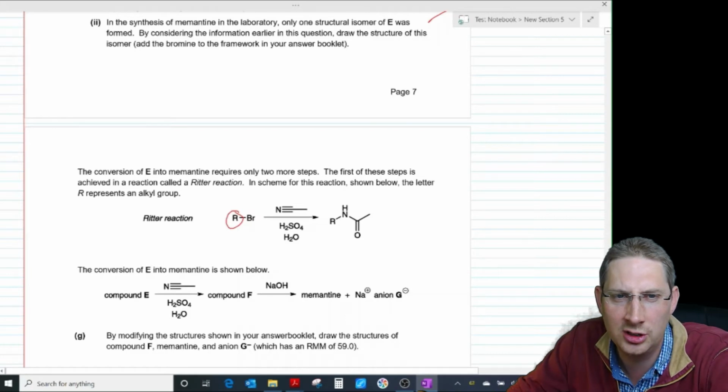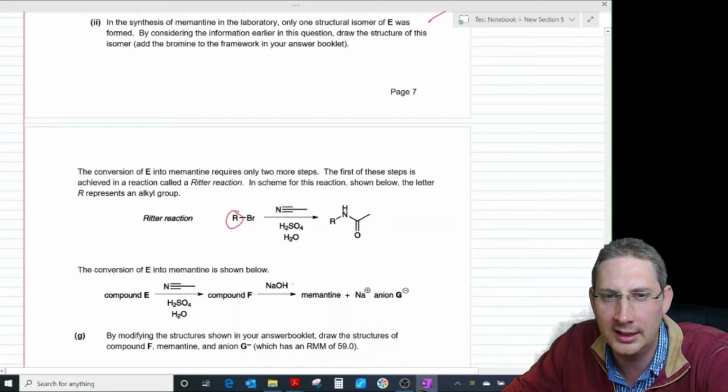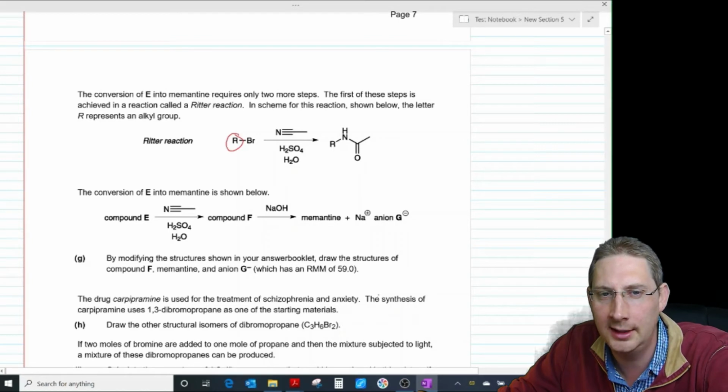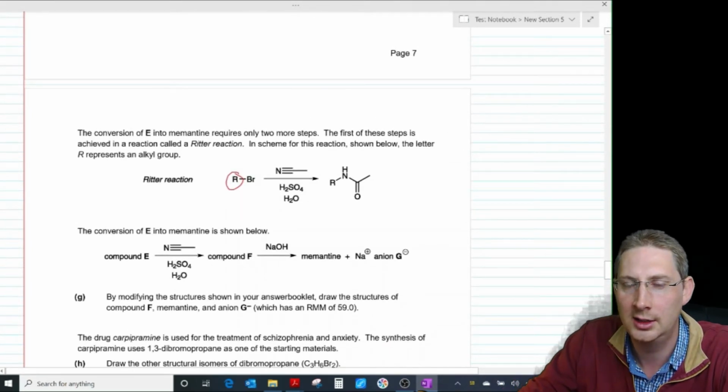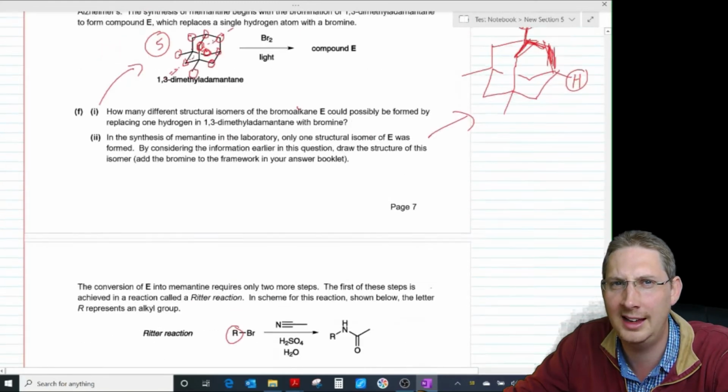And then the conversion of E, we do that, we get compound F, we get sodium hydroxide, and then we get memantine plus sodium plus G. By modifying the structures shown in your answer book, show the structures of compound F, memantine, and anion G. I'm going to have to do this myself because I haven't got the answer booklet to hand.